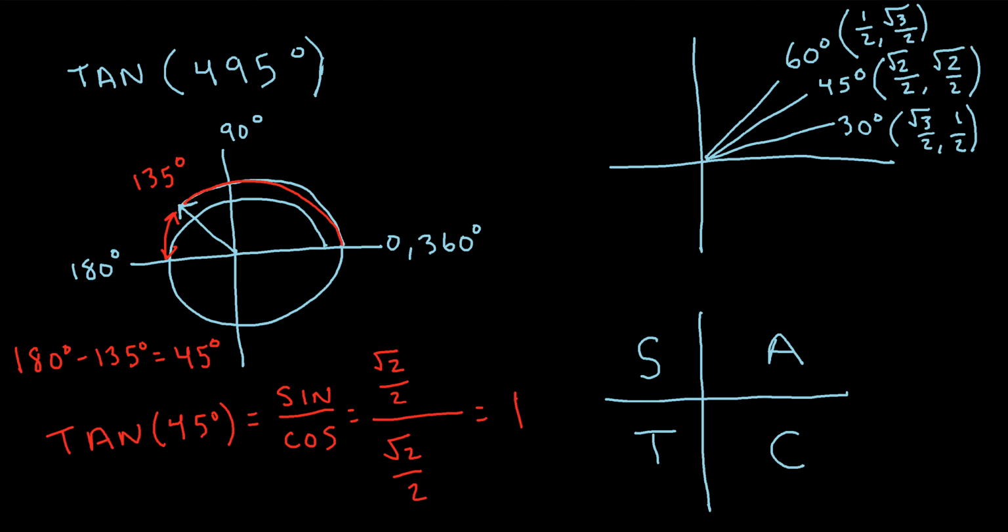To determine if this number is negative or positive, we can refer to this diagram over here. All students take calculus. This tells us which trig functions are positive in which quadrant. So we can see we're in the second quadrant here. So only s, or only sine, is positive in this particular quadrant. So that means the tangent is actually going to be negative in this quadrant. So our final result will be negative 1. So the tangent of 495 degrees is just negative 1.